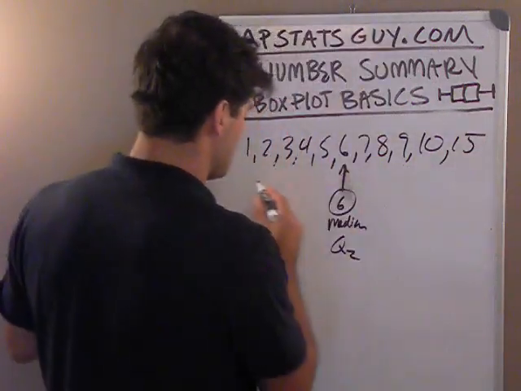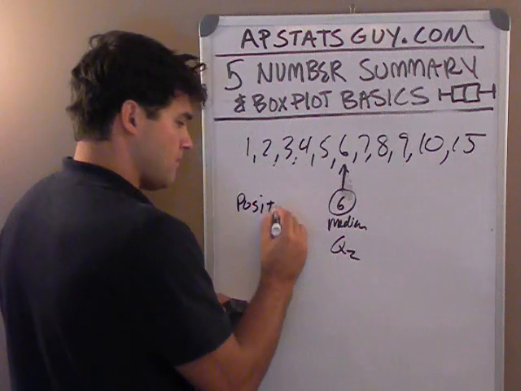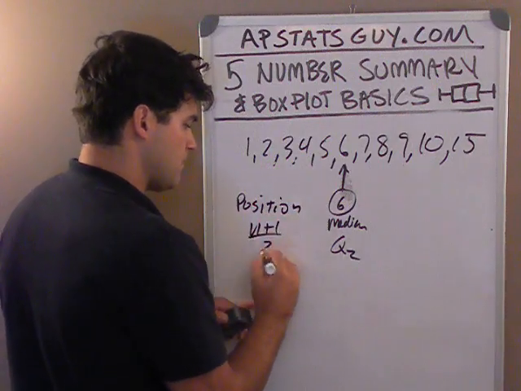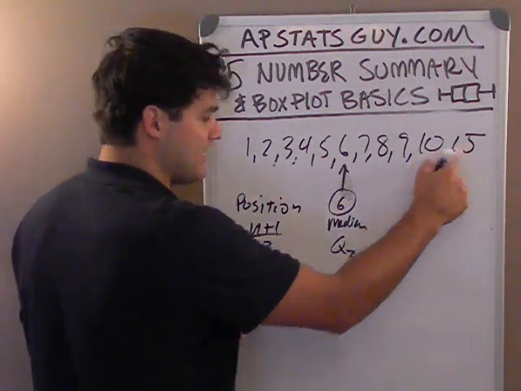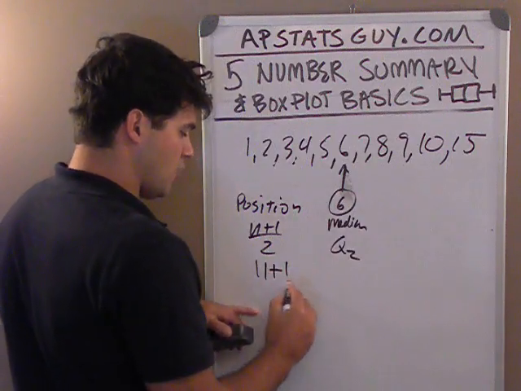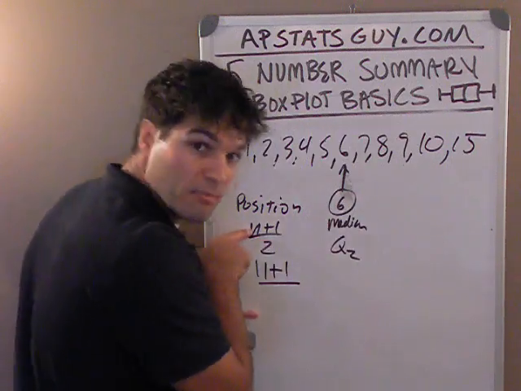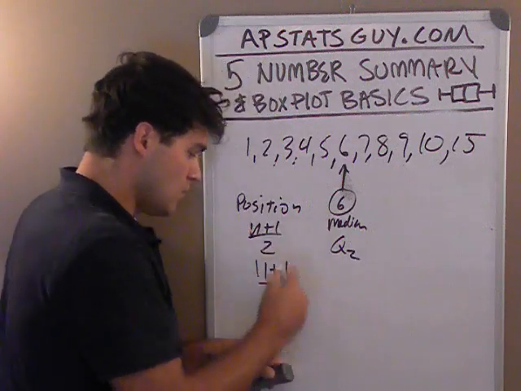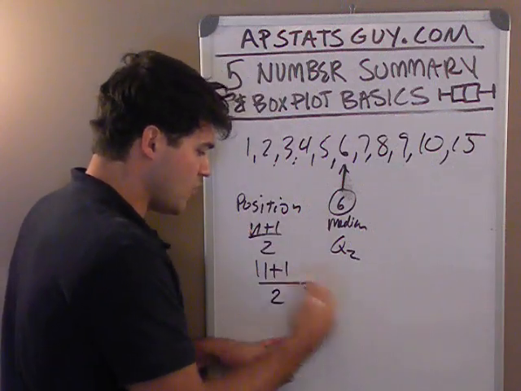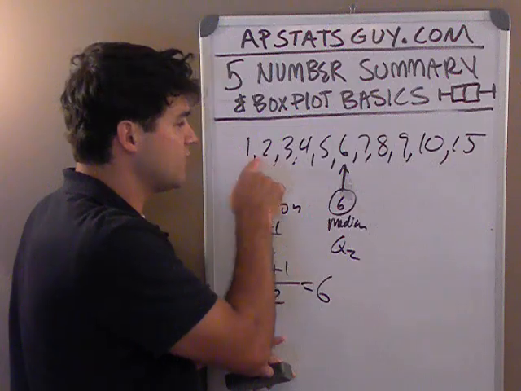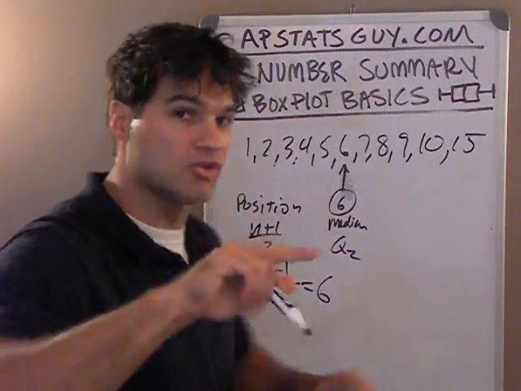This is what I mean. The position is always (n + 1) / 2. So you can see here I have 10, 11 values. 11 plus 1, 11 is the number of values in the set, plus 1, over 2 is 12 over 2, which is 6. Notice this is in the 6th position. And that works all the time.